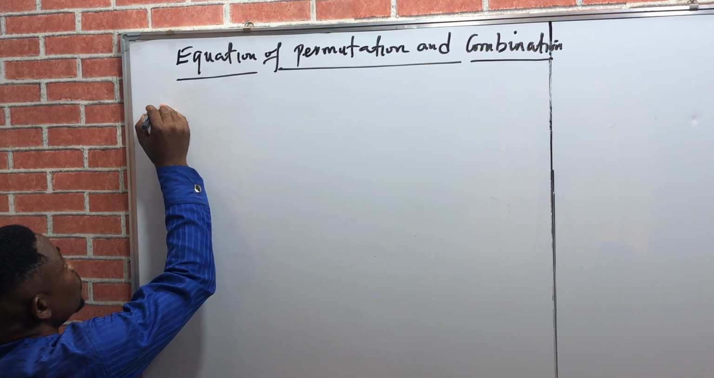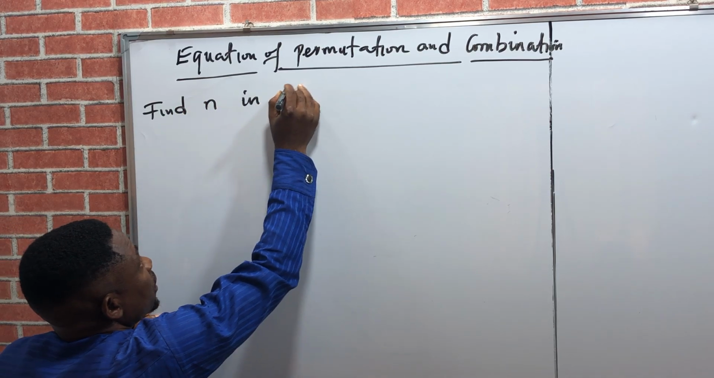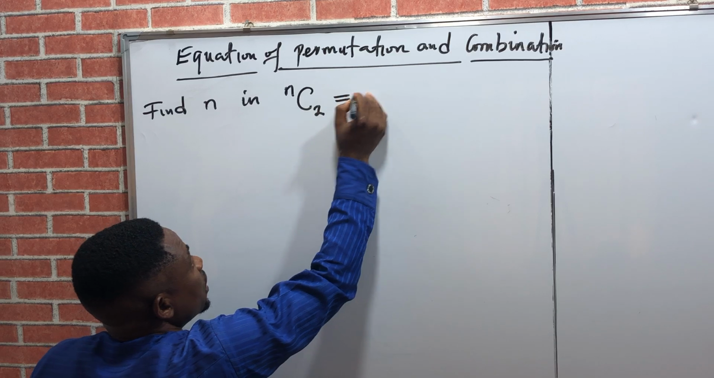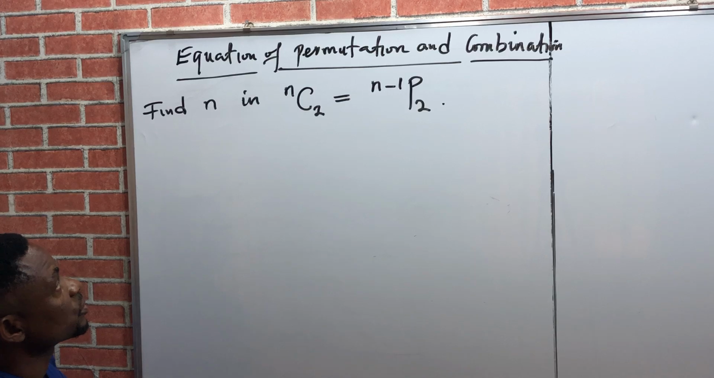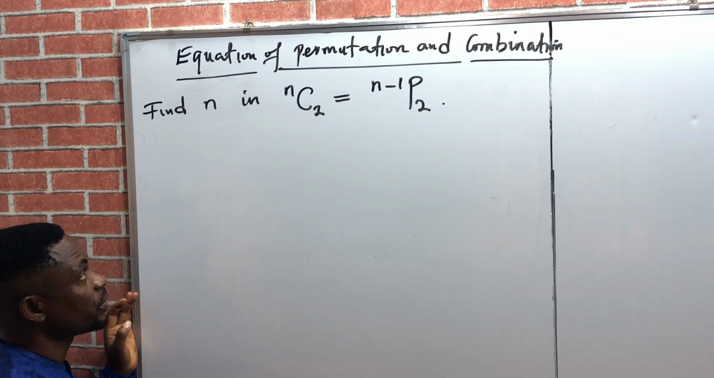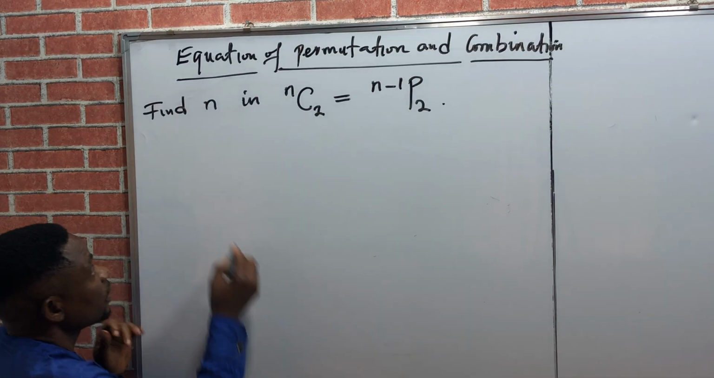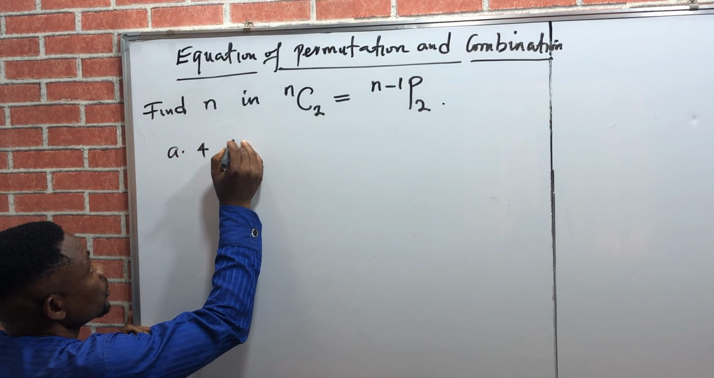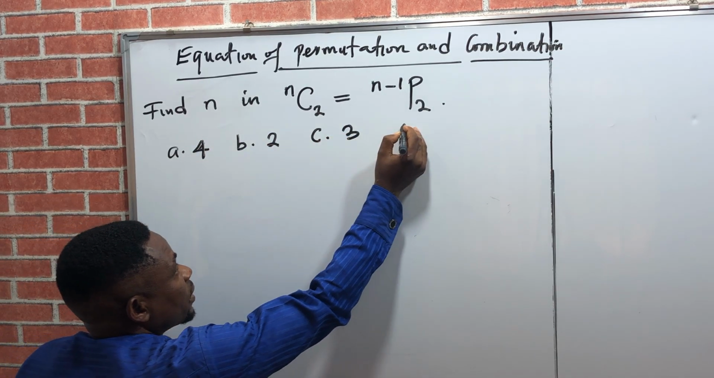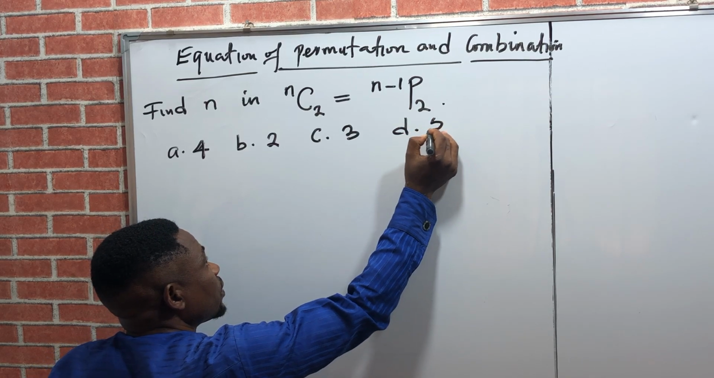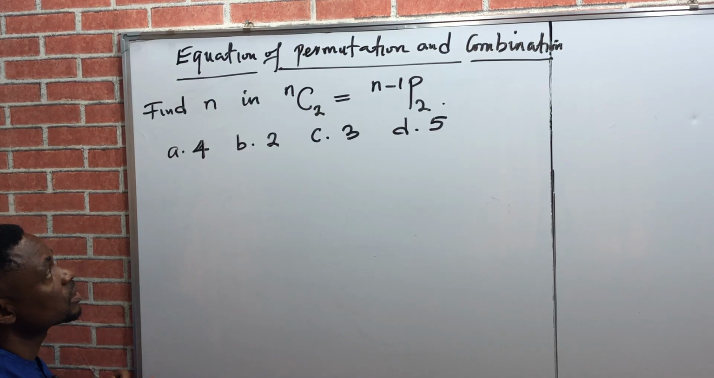Now the question says find n in n combination 2 equal to n minus 1 permutation 2. Now I want you to observe this question. Find n in n combination 2 equal to n minus 1 permutation 2. Now let's look at the options. A is 4, B is 2, C is 3, and D is 5. Now, I want you to observe this question and let us see how we can trash it out.